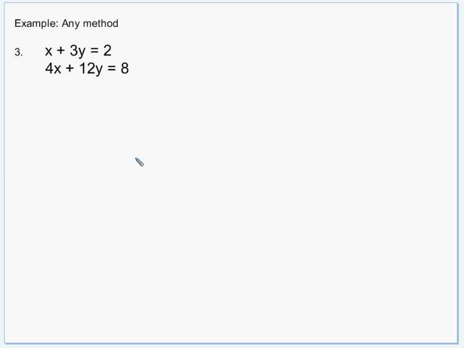Now our next example, we can pick any method we want. I'm going to go ahead and pick elimination because they're both in standard form. And I'm going to go ahead and eliminate the x's again. Now I have a 4 and a 1, so one number they both go into is 4, so I'm going to multiply the top one by 4.